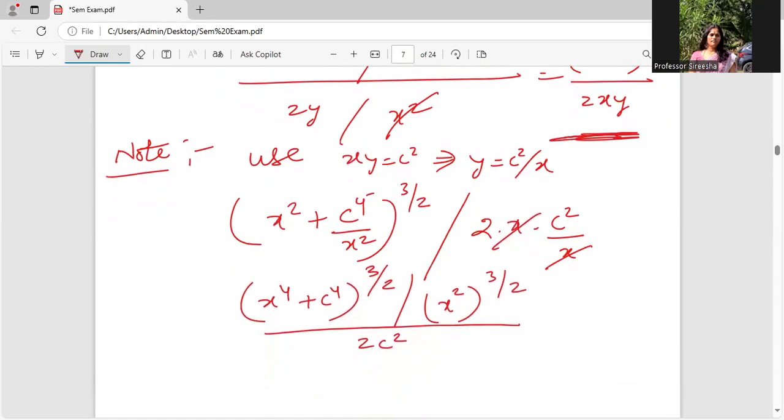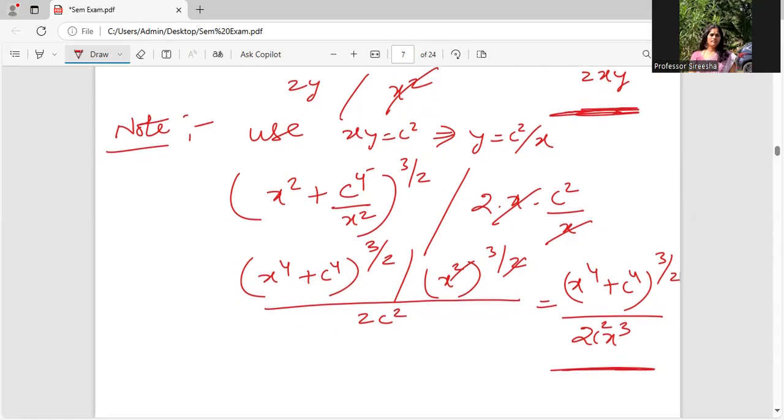Okay, right. Now I can just cancel out. I can have an x³ and then rewrite it like (x⁴ + c⁴)^(3/2) by 2c²x³, which is the answer. This is another way of representing. No compulsion, it's just an option. If it strikes you in the exam, you can as well rewrite this answer like this.